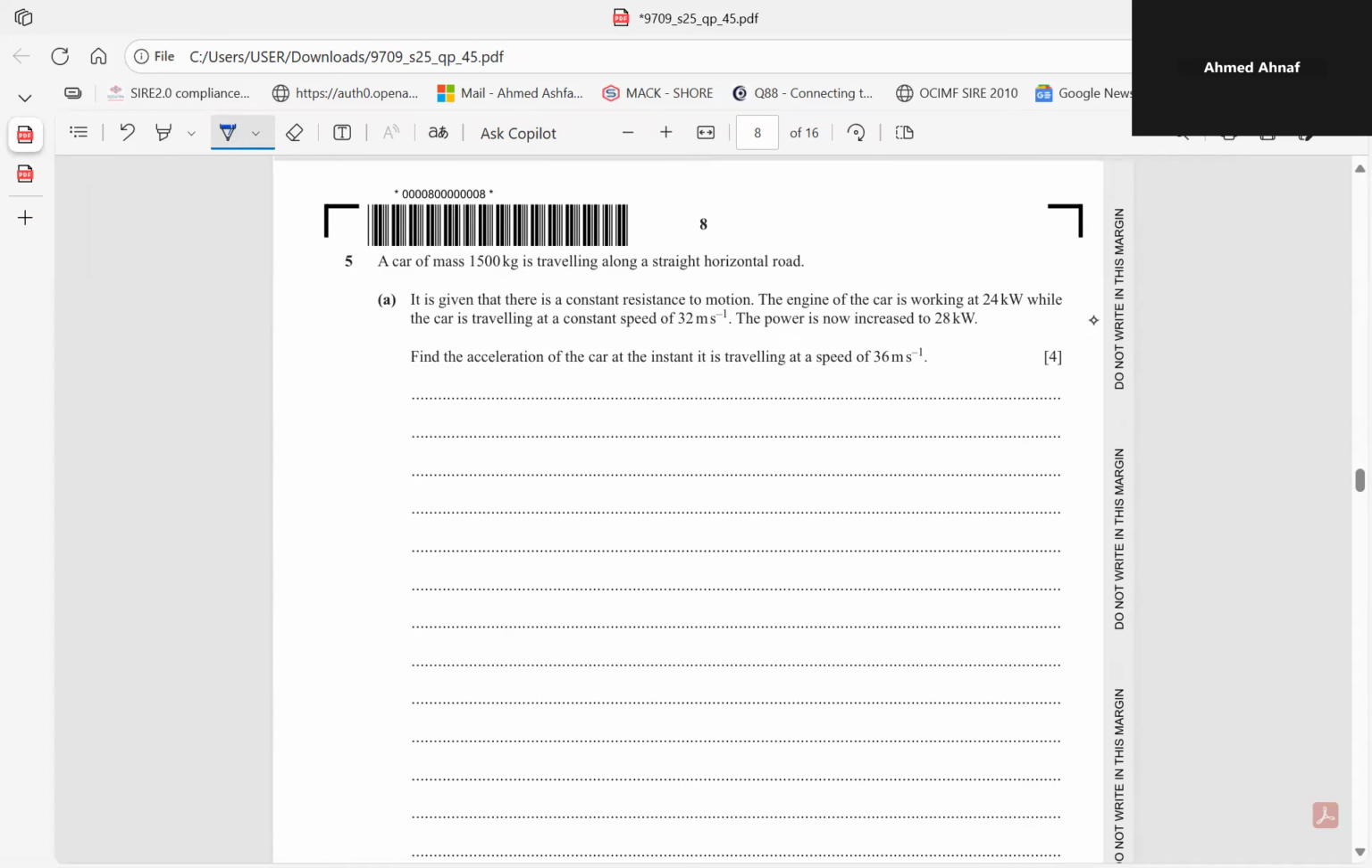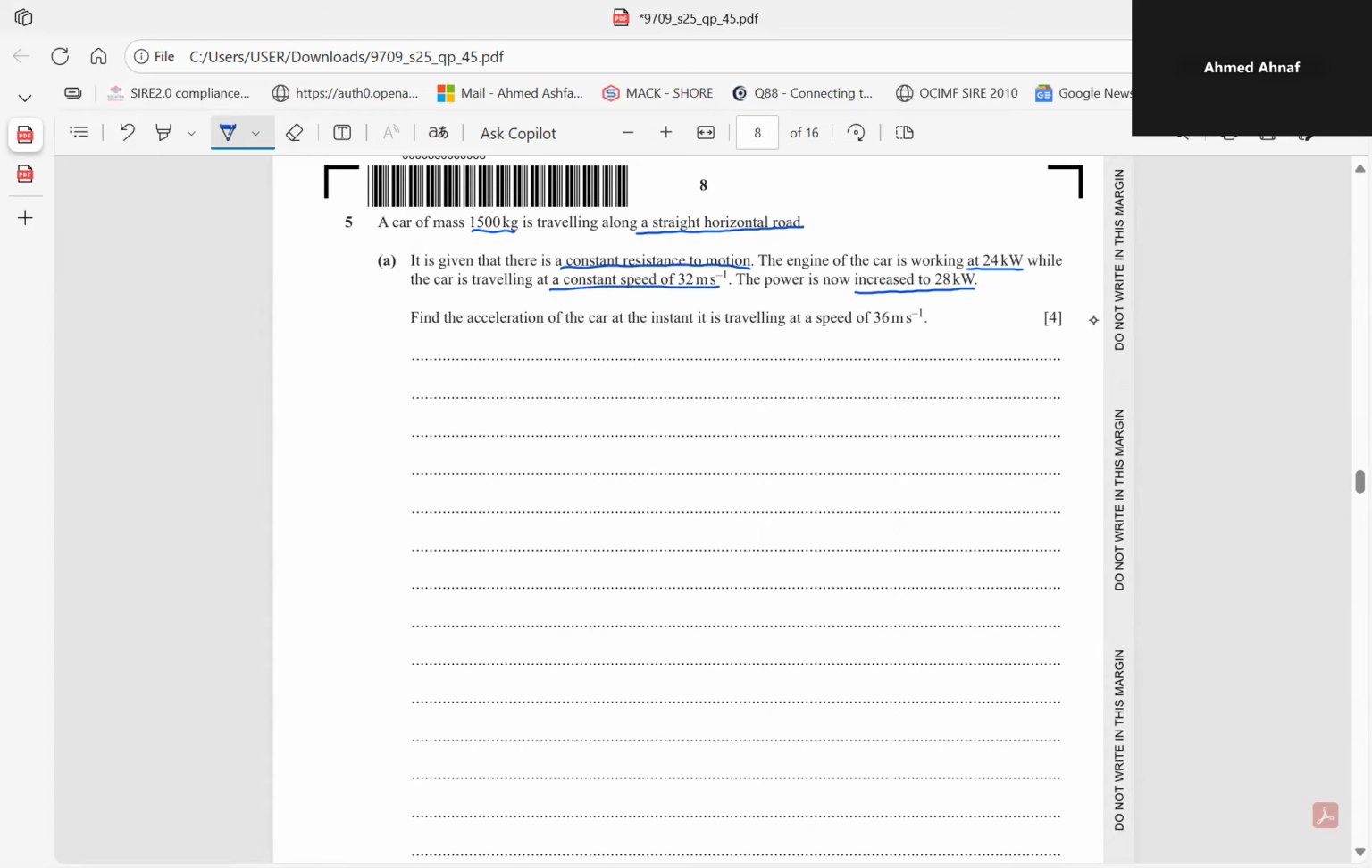Okay, so for this fifth question, we're told that a car of mass 1500 kg is traveling along a straight horizontal road. For the first part, we're told given that there's a constant resistance to motion, the engine of the car is working at 24 kilowatts while the car is traveling at a constant speed of 32 meters per second. Power is now increased to 28 kilowatts. Okay, and then using this, we have to find the acceleration of the car at the instant it is traveling at the speed of 36 meters per second.